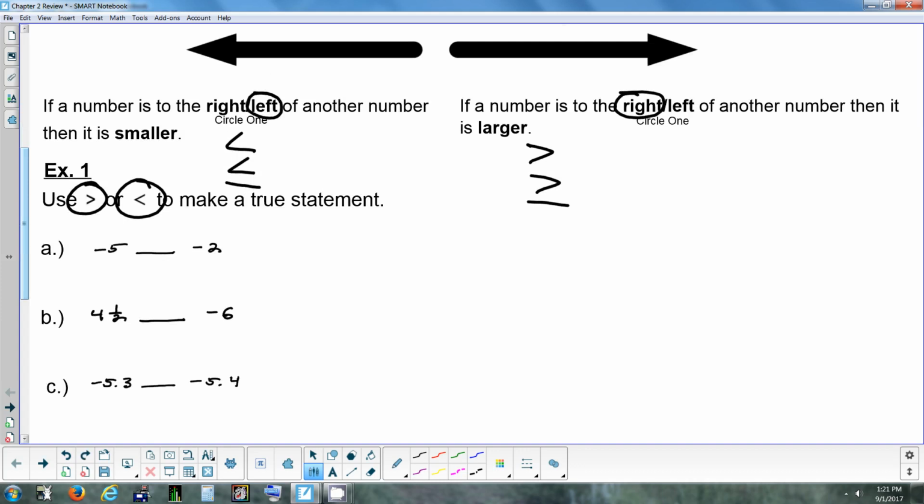Negative 5 compared to negative 2. Would you put in a greater than or a less than? Less than. Negative 5 is less than negative 2. Perfect. How about 4.5 and negative 6? So which symbol would you put in? A greater than. Good. 4.5 is to the right of negative 6, so it's greater than.